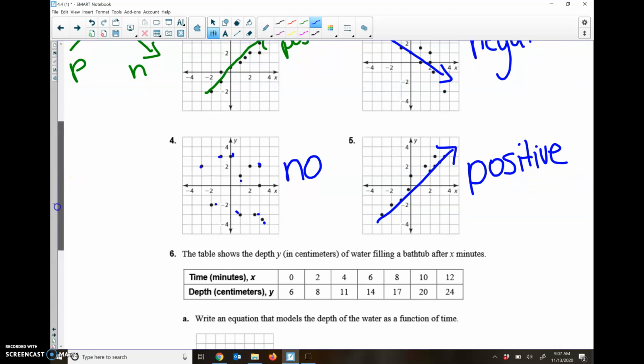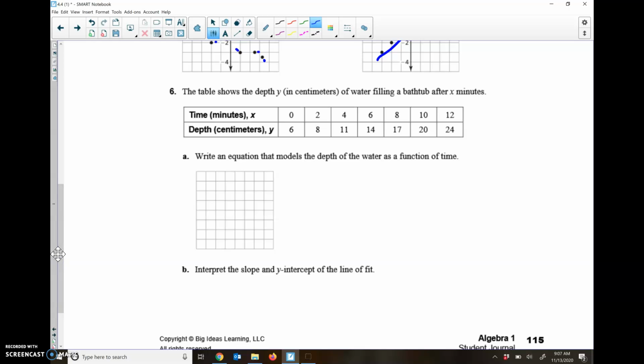All right, number 6. This is a part of the video where you might want to watch it more than one time. It might get a little complicated. So the table shows the depth in centimeters of the water filling the bathtub after X minutes. So we have our X's 0, 2, 4, 6, 8, 10, 12, and then we have our depth, our amount of water in centimeters, 6, 8, 11, 14, 17, 20, 24.